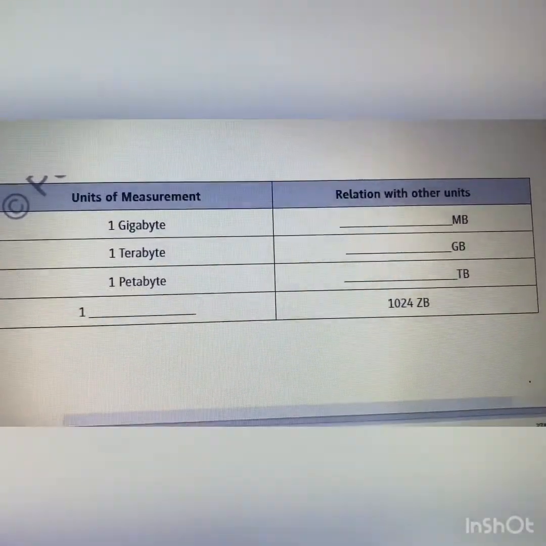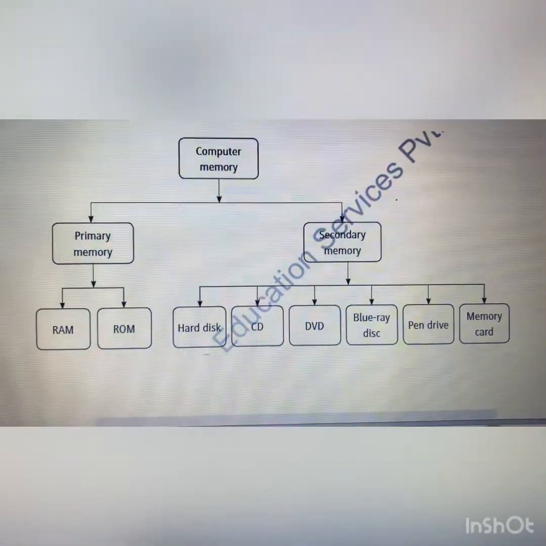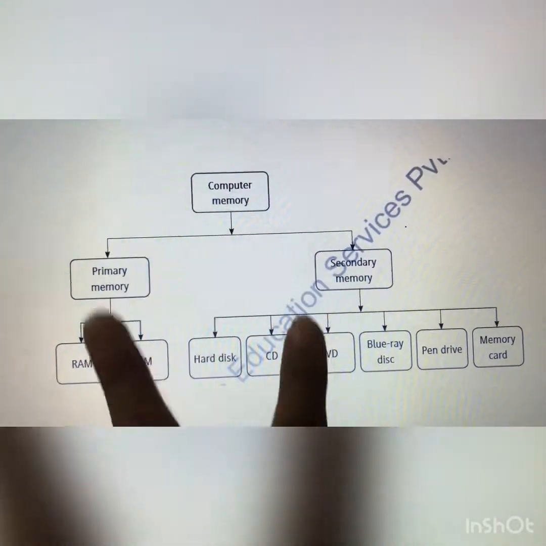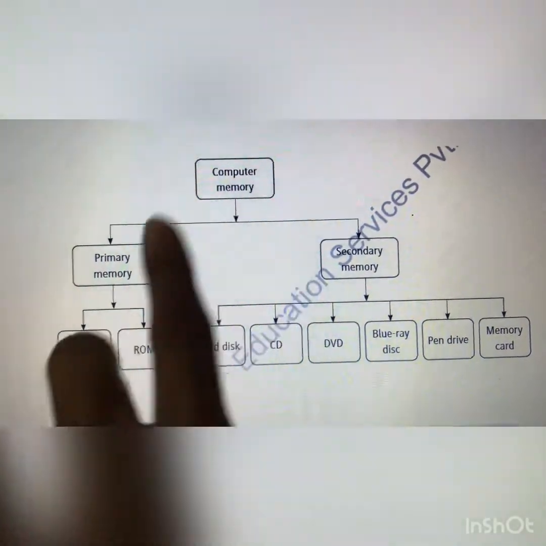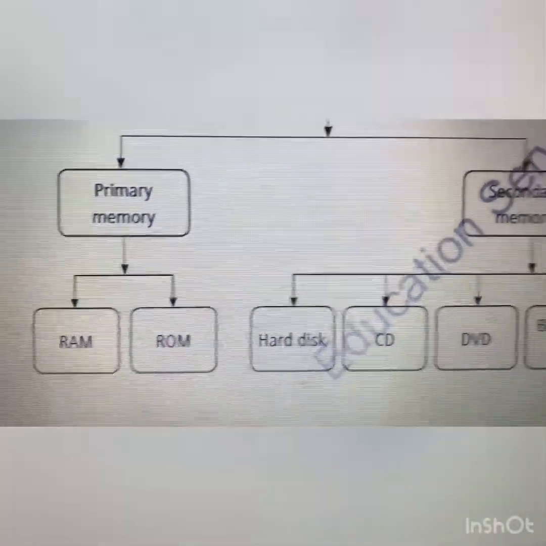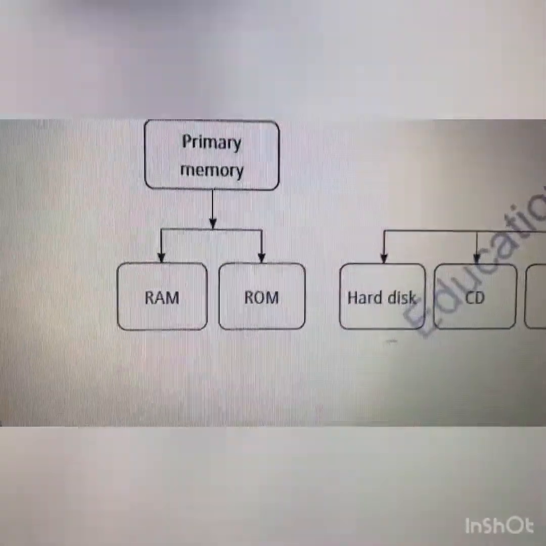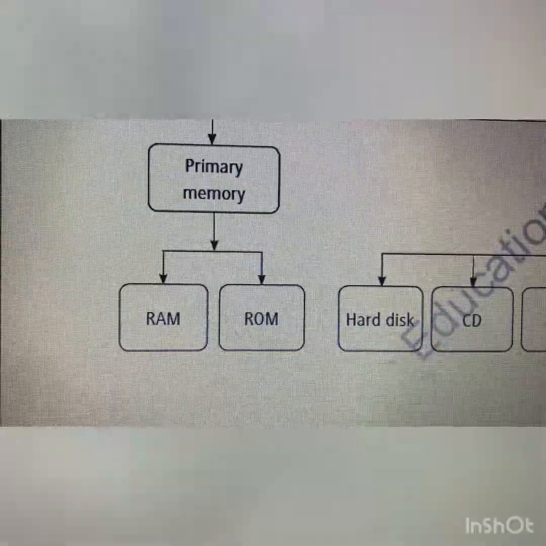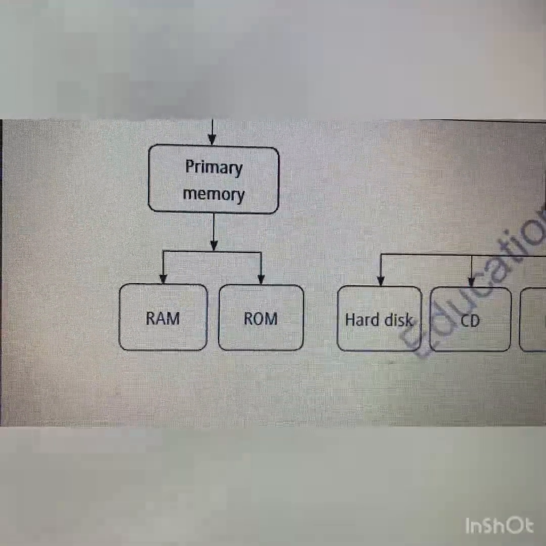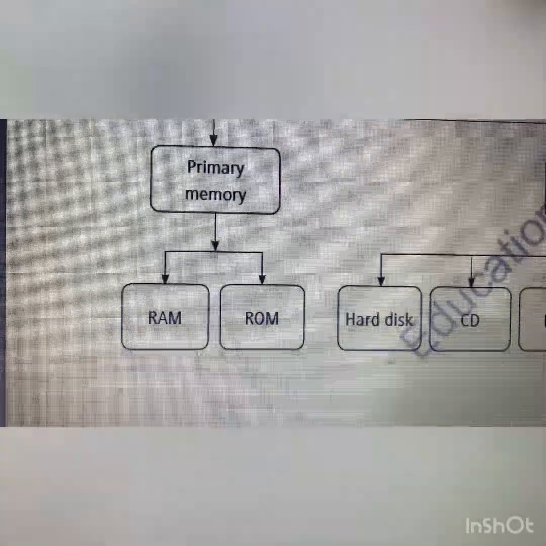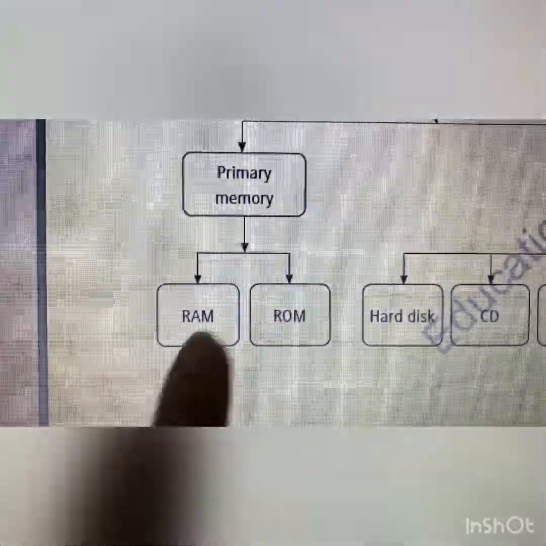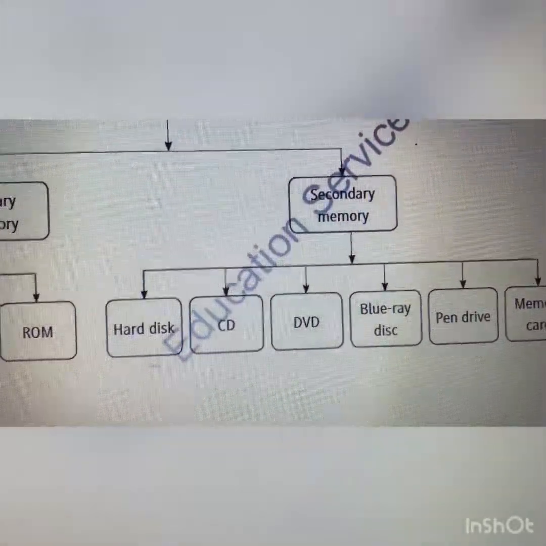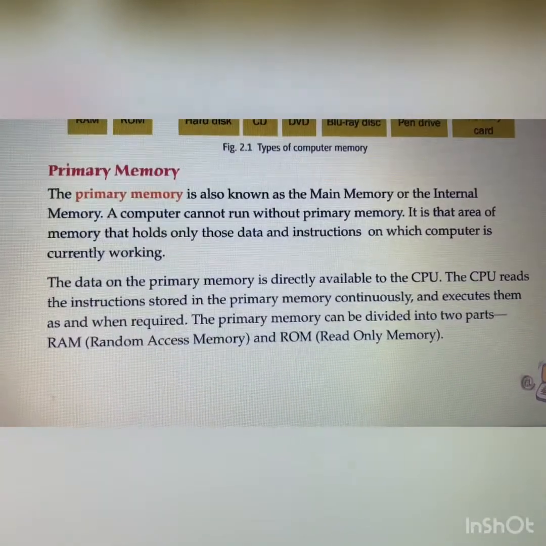Okay, now we are going to learn the types of computer memory. As I showed you in this table, computer memory has two types. It is divided into two categories, primary and secondary. Primary memory is divided into two subparts, that is RAM, random access memory, and ROM, read only memory. We will see the features of RAM and ROM in detail, and after that we will go on to learn the secondary memory.